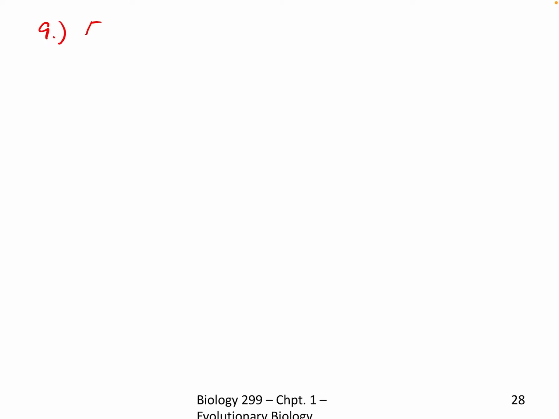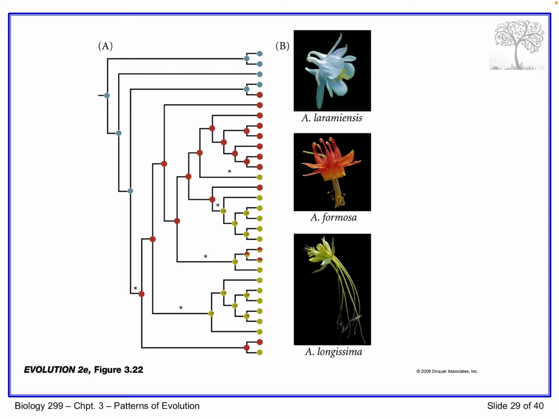All right, pattern number 9. Evolution often produces trends over time. So we have evolutionary trends then. Trends are repeated changes in a particular direction within a lineage, or sometimes within multiple lineages independently. So repeated, and to a certain extent, predictable patterns of changes over time.